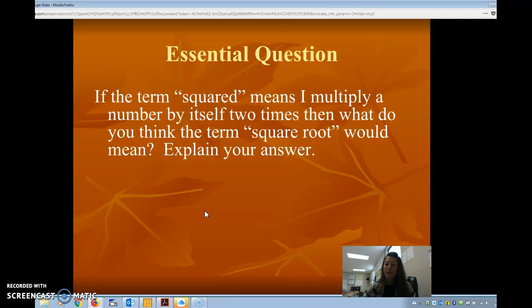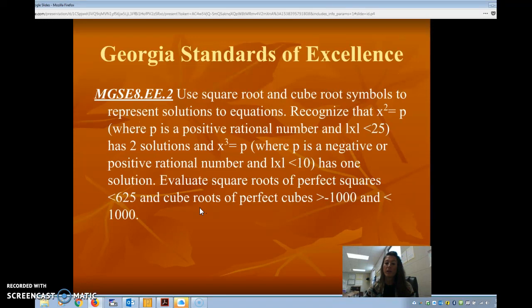So for example, 3. 3 times 3 would be 9. So the square root of 9 is 3. 10. 10 times 10 is 100. So the square root of 100 is 10. So it's a number that you multiply by itself. And then you can take the square root of that number. So we're going to look at that today.